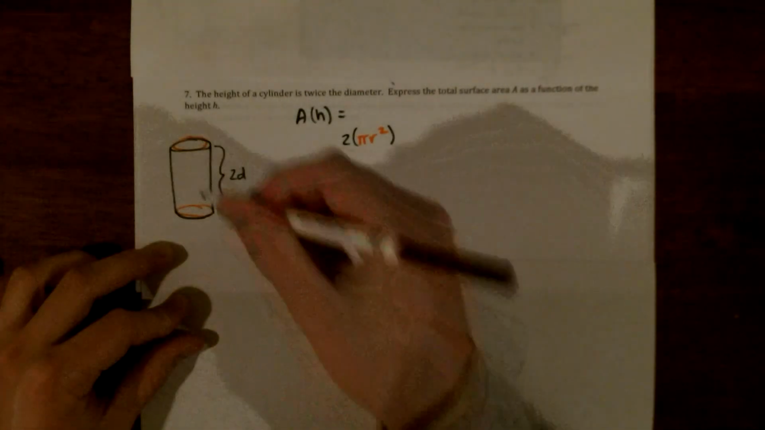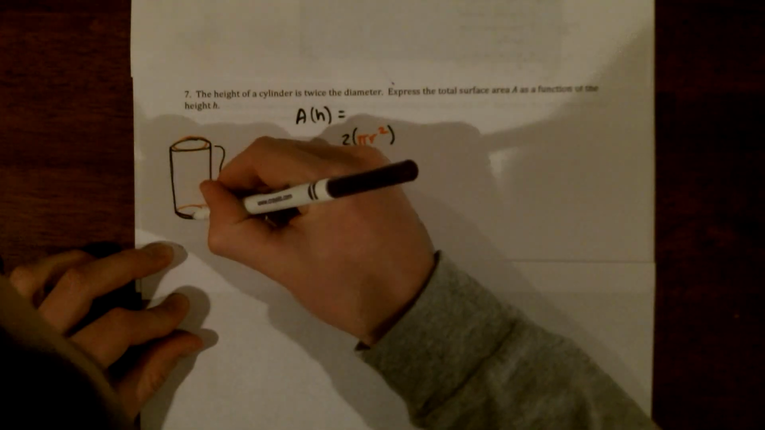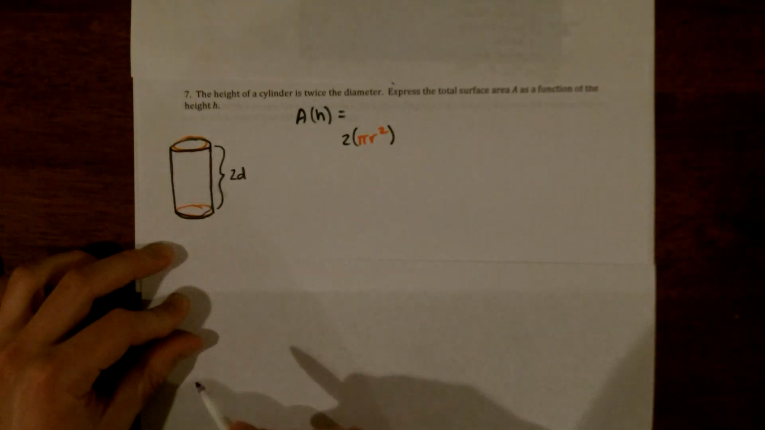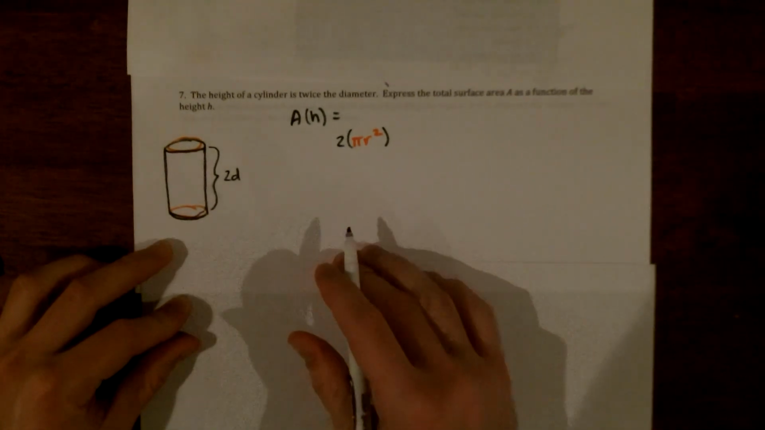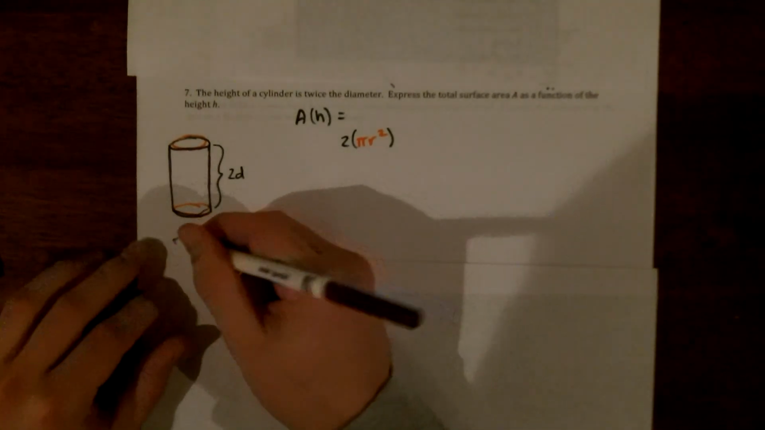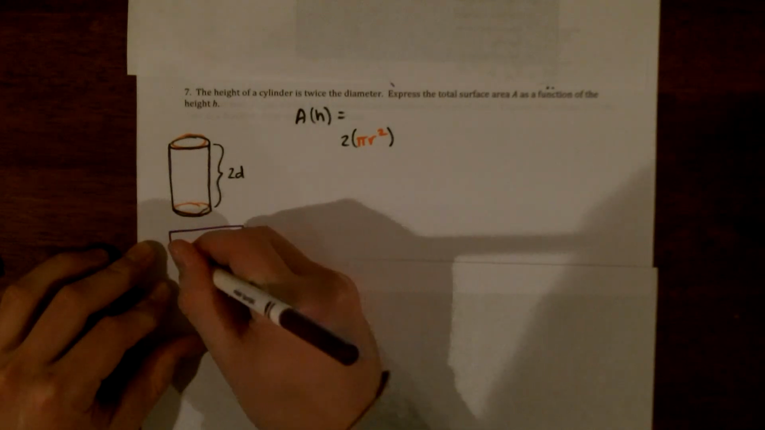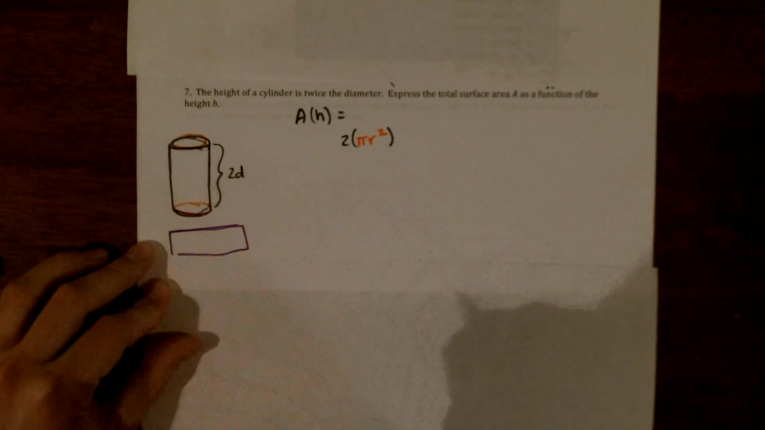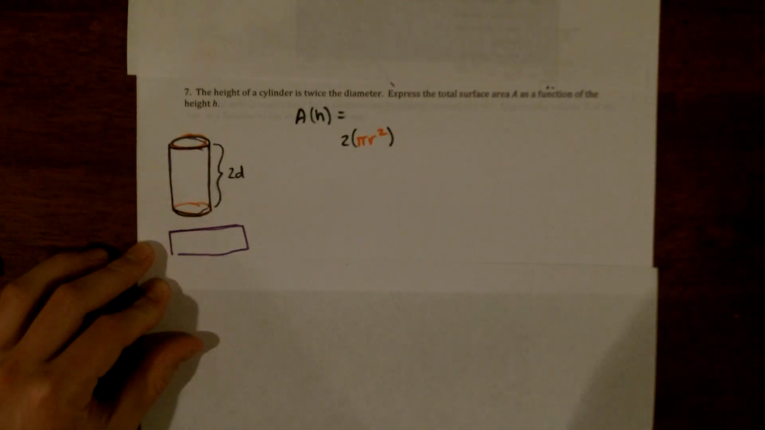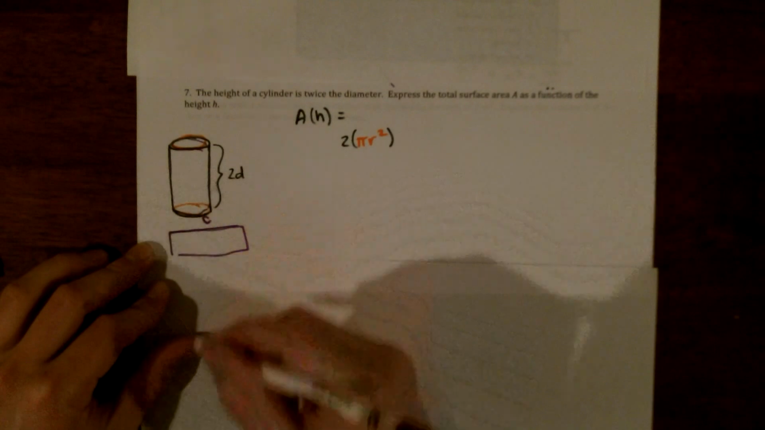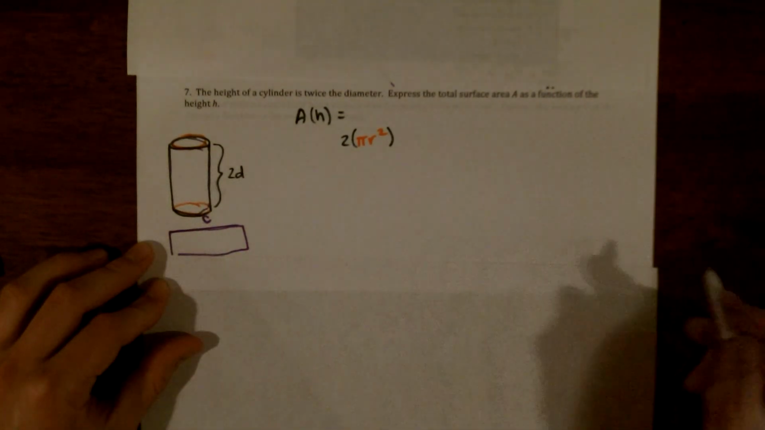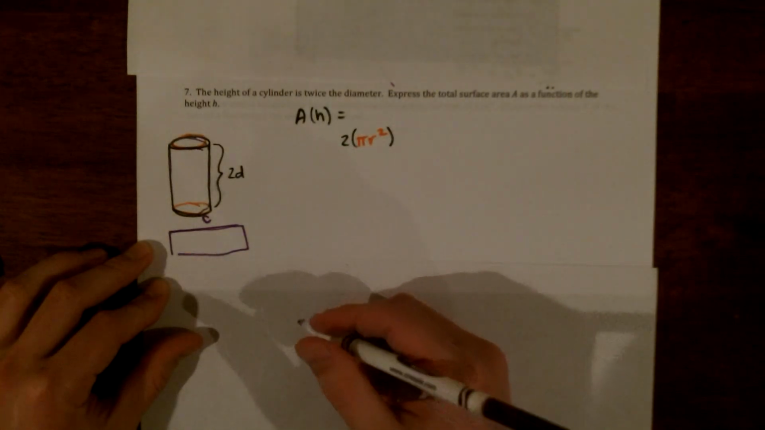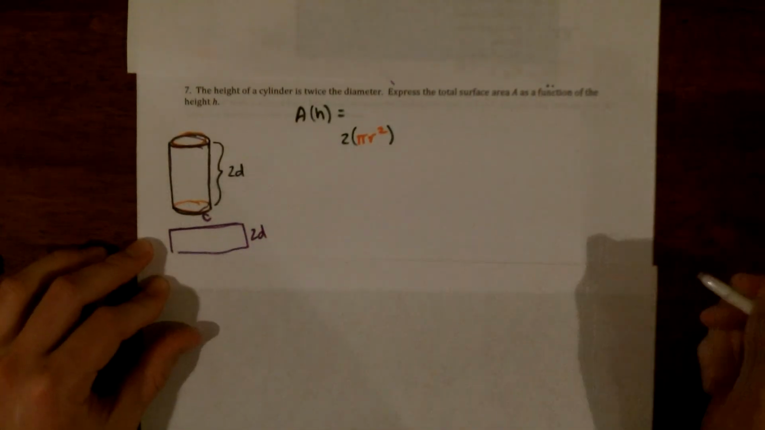And the other shape that we have is really a rectangle, but it's wrapped around a circle. So that's in purple. When we unfold this rectangle, it looks like this. This whole distance on the top is wrapped around our circle to make our cylinder, so that length of the rectangle is really the circumference. The height of the rectangle is the same as the height of the cylinder, which is twice the diameter.